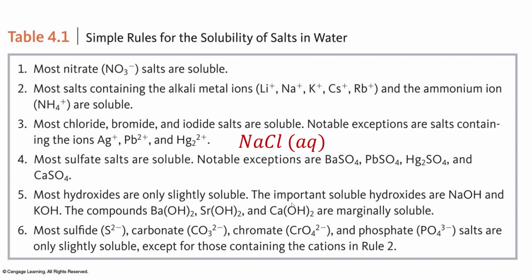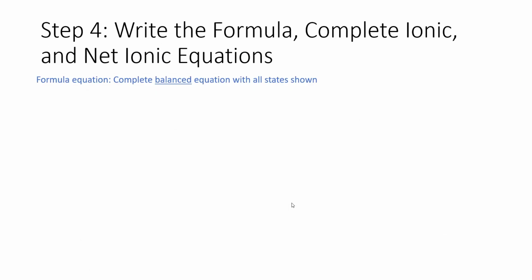Now what about calcium carbonate? Look at Rule 6. Carbonate salts are only slightly soluble, except for if they contain a cation from Rule 2. Calcium is not listed in Rule 2, so therefore calcium carbonate is only slightly soluble. Another way of saying that is it will form a precipitate. And so we've got a solid here. And then the very last step is just simply completing all of our final equations. We've done all the hard work.